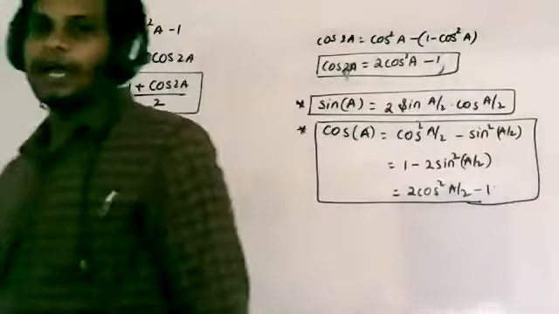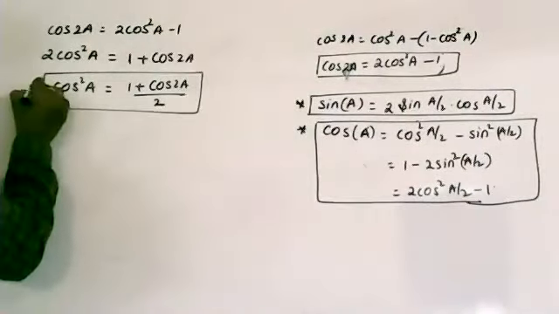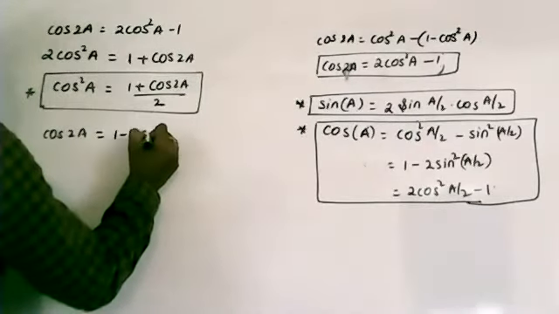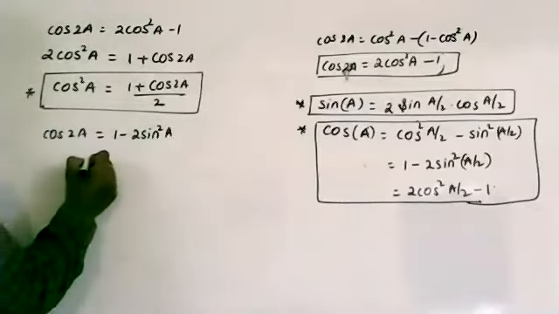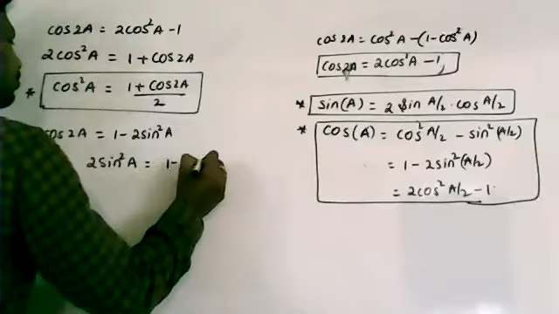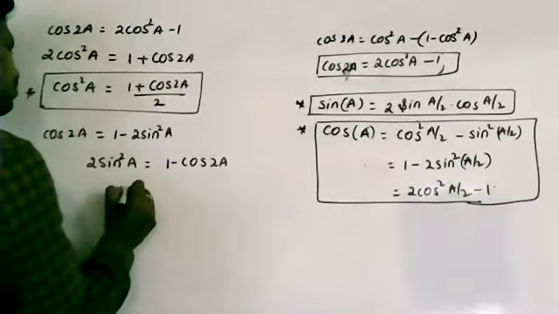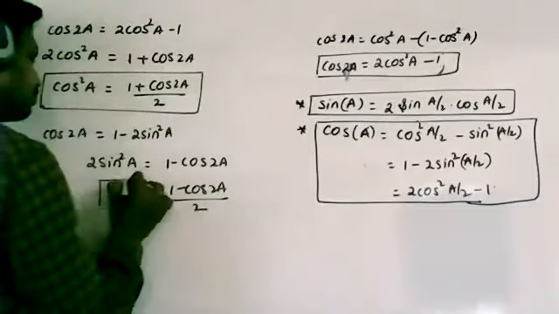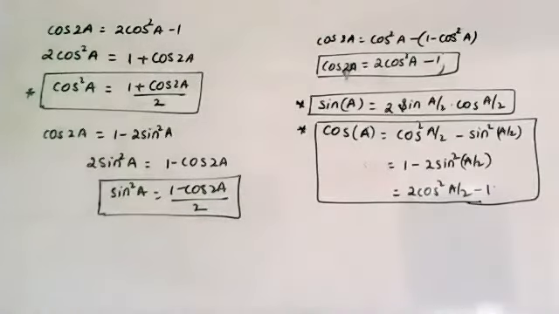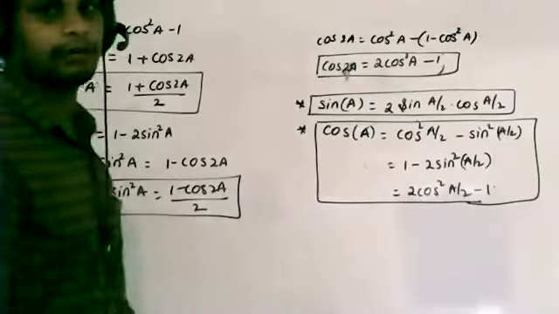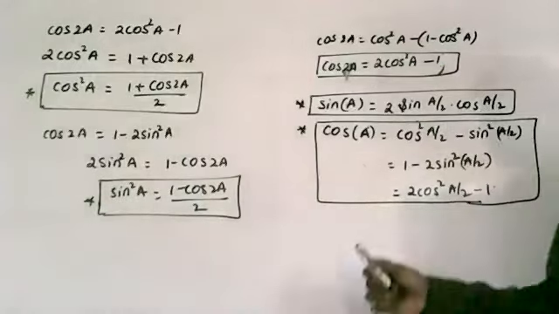Now similarly, I will take one more relation, that is cos 2a. Clear? Cos 2a is equal to 1 minus 2 sin square a, or else I can write like this also: 2 sin square a is equal to 1 minus cos 2a, or else sin square a is equal to 1 minus cos 2a by 2. These relations, a lot of times we'll use in physics. Remember, we'll use this relation a number of times in physics.